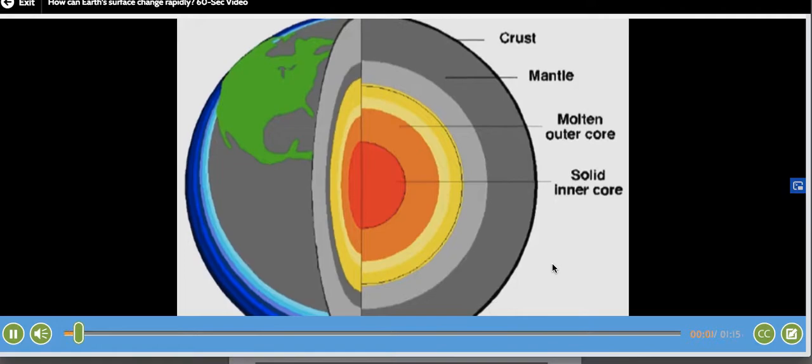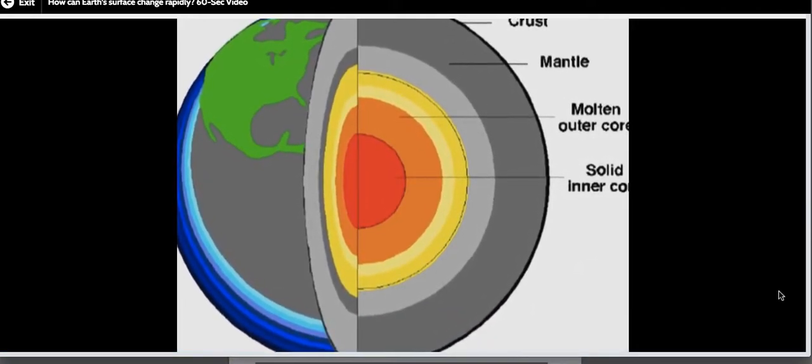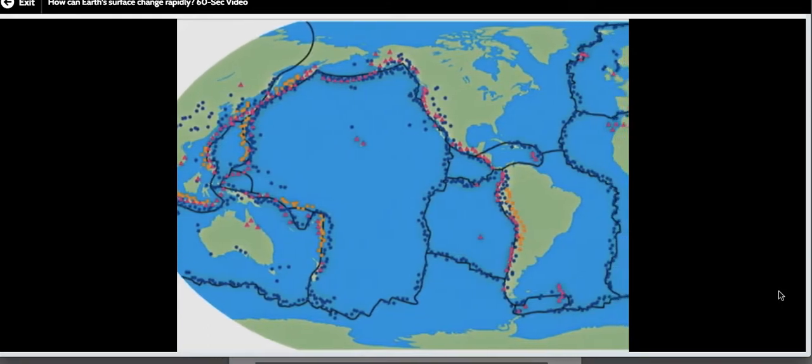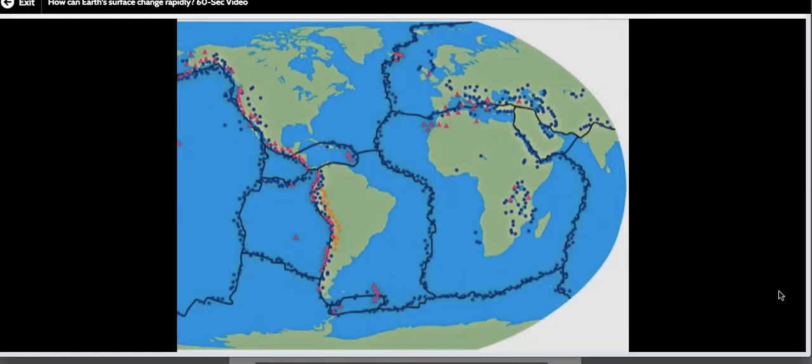Earth's outer layer is called the crust. The crust rests on another layer called a mantle. These two layers together are divided into pieces called plates. These plates move all the time. This movement can cause rapid changes to Earth's surface. Changes like volcanoes and earthquakes often occur along or near where the plates come together.